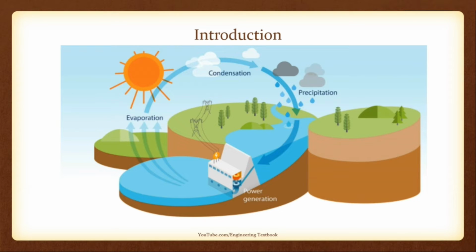Water evaporates back to the clouds and falls back to the earth as rain, completing the water cycle and making it a renewable source of energy to be used over and over again. It holds a large share in the worldwide electricity production from renewable sources of energy.